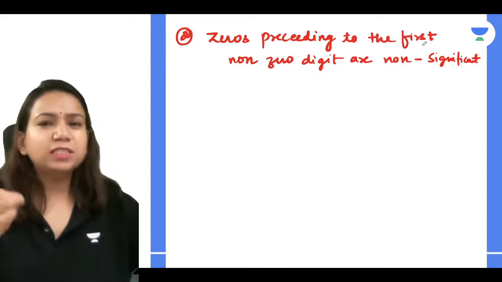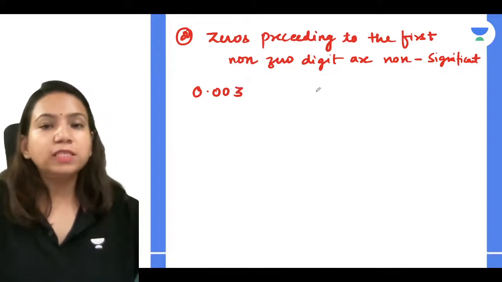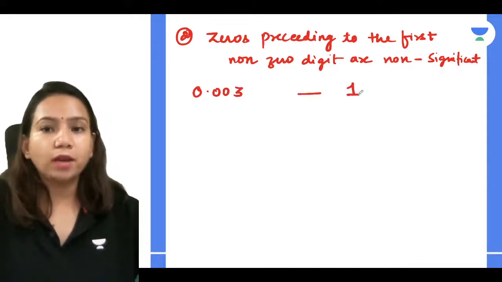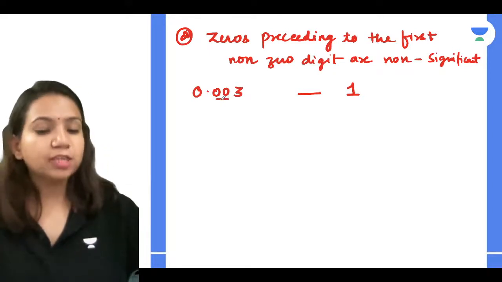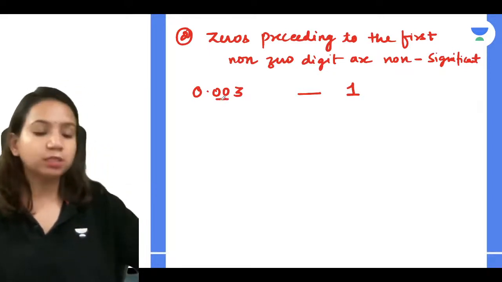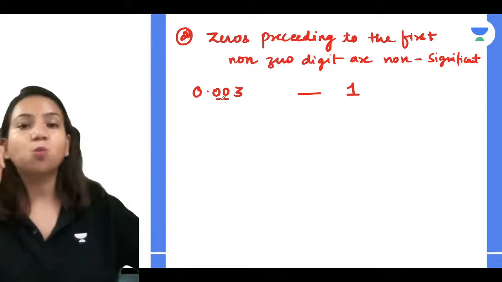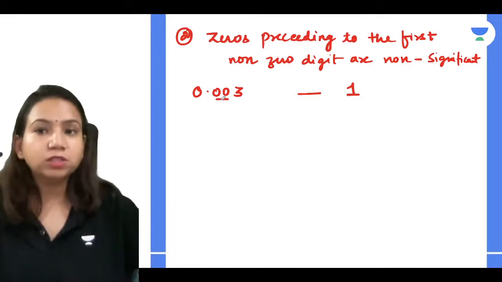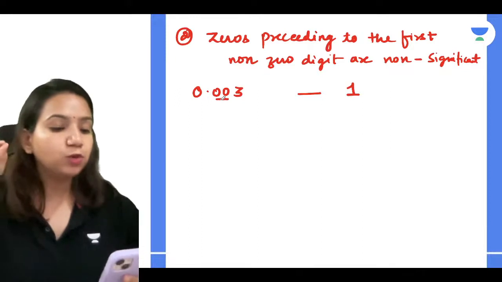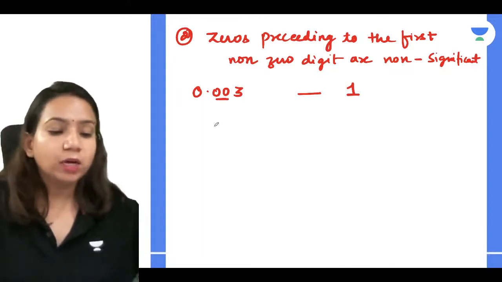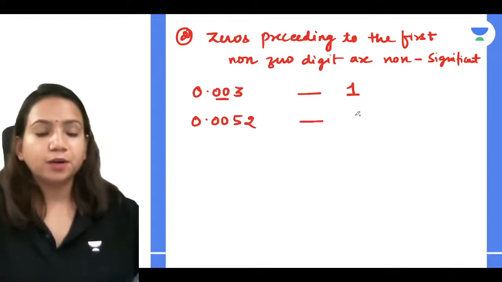Suppose I give you 0.003. How many significant figures are there in this? 1. Because these zeros are just indicating the position of the decimal. So in this case the number of significant figures is only 1. Zeros preceding a non-zero digit are always non-significant. It's a very important thing to know. Always remember that. If you have 0.0052, how many significant figures are there? 2.